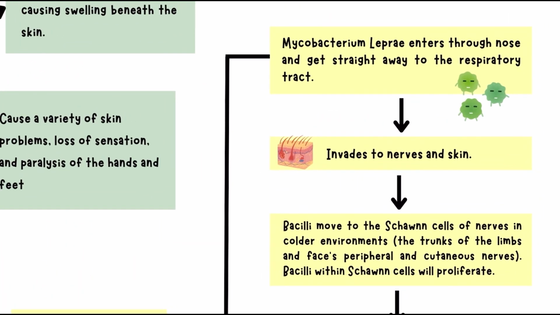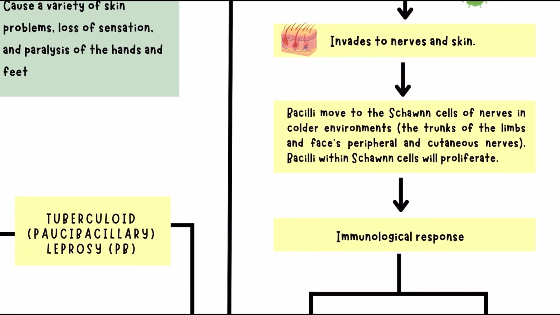Mycobacterium leprae enters through the nose and goes straight away to the respiratory tract. It then attacks the nerves and skin. The bacilli move to the Schwann cells of nerves in colder environments, for example, the trunks of the limbs and the face, peripheral, and cutaneous nerves. Then the bacilli within Schwann cells proliferate. This invasion triggers the immunological response.